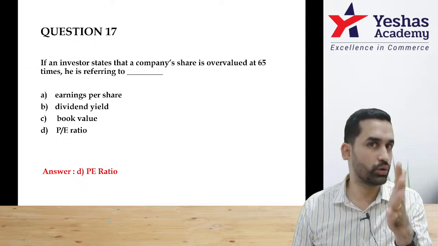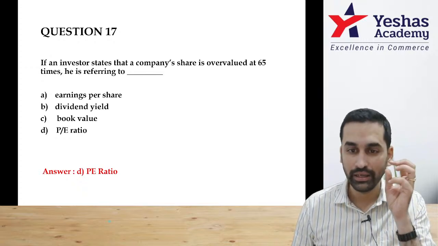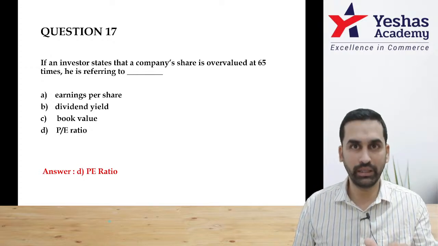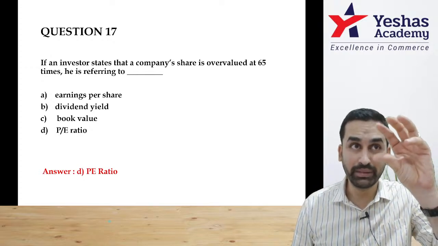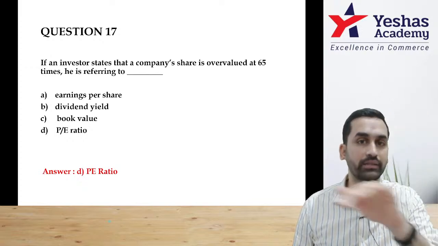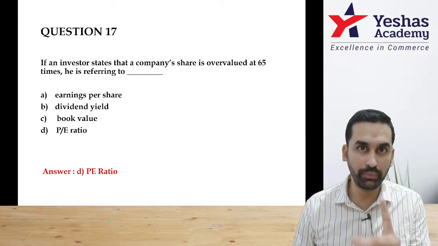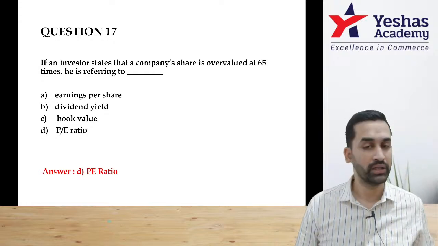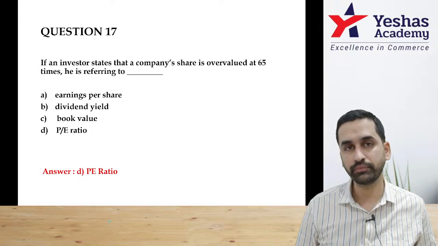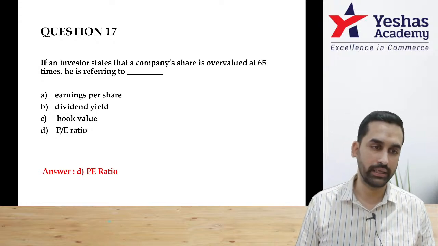Guys, I don't want you to just focus on the final answer. Also do a quick revision along with me. What is the P/E ratio formula? MPS by EPS. If the number is high, that means the share is too costly. The numerator is how much people are ready to pay. MPS divided by EPS, how much people are going to earn. To earn 1 rupee EPS, I am paying 65 rupees MPS. That means it is too costly. That's what they are asking.